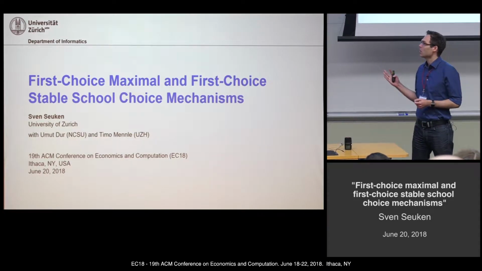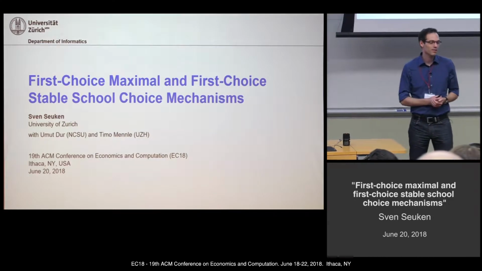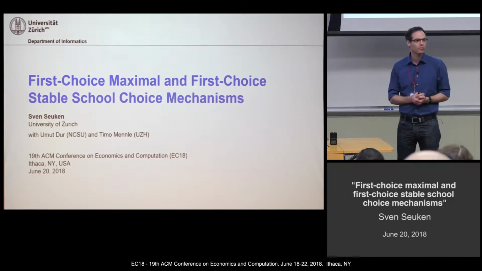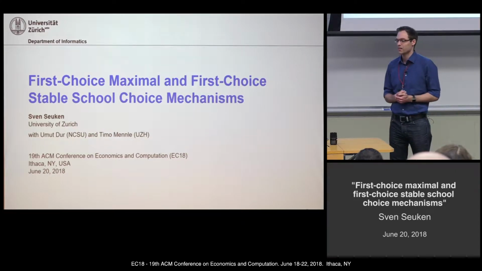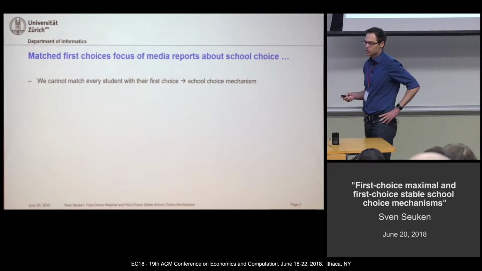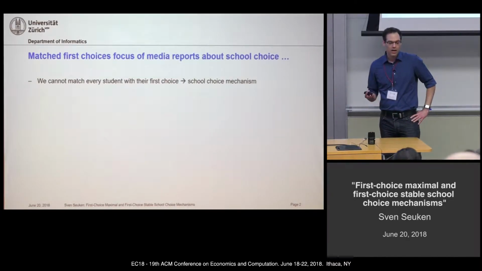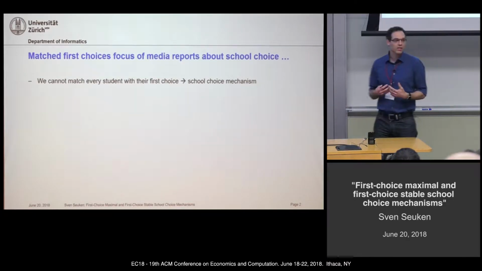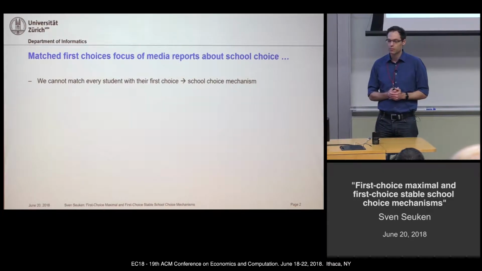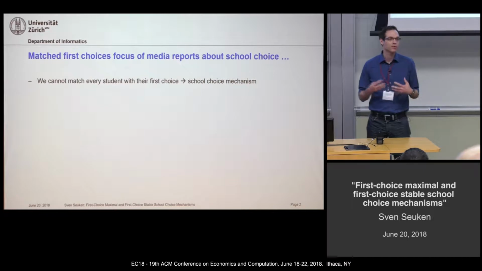This is a paper on school choice matching mechanisms, and we've studied these two very intuitive and popular properties and how they affect the design of these mechanisms. I want to start with introducing you to these two properties. First, we cannot match every student to their first choice in school choice, and that's why we need some kind of school choice mechanism to decide who gets to go to which school.